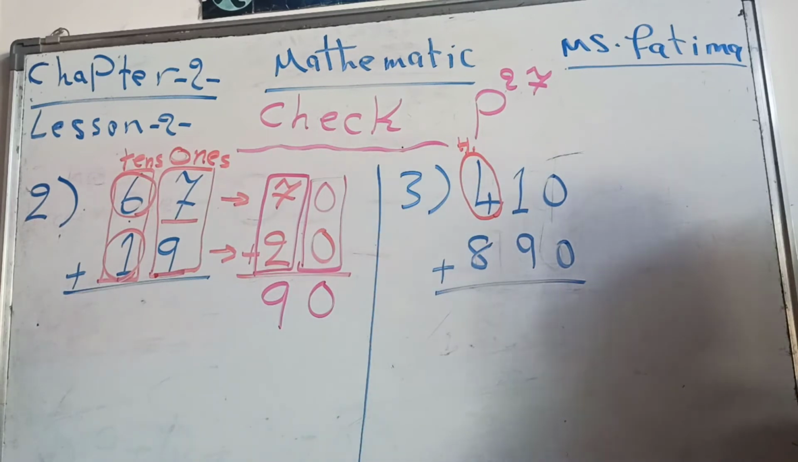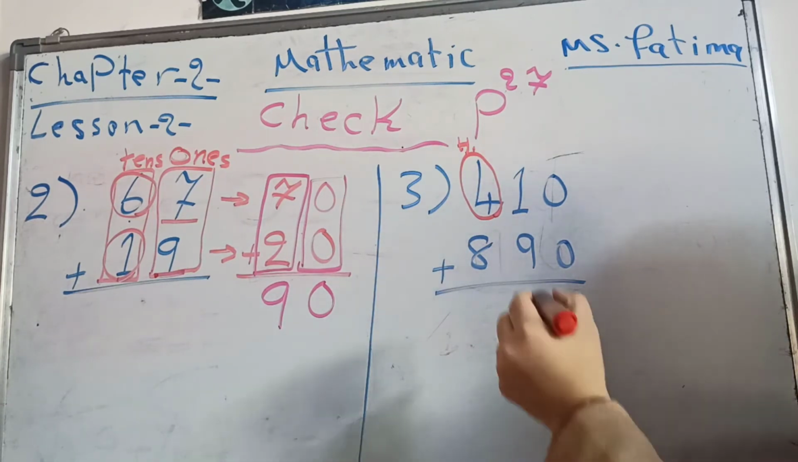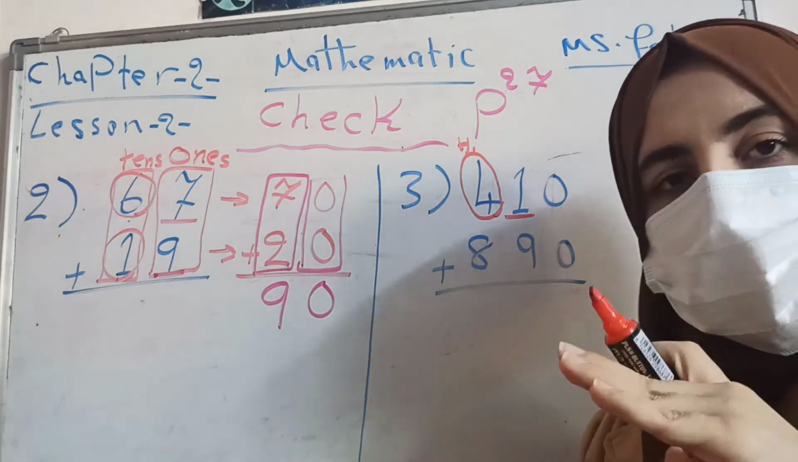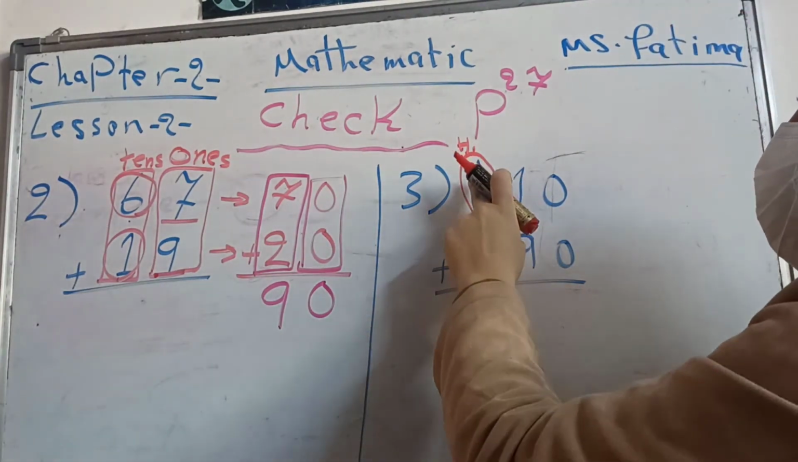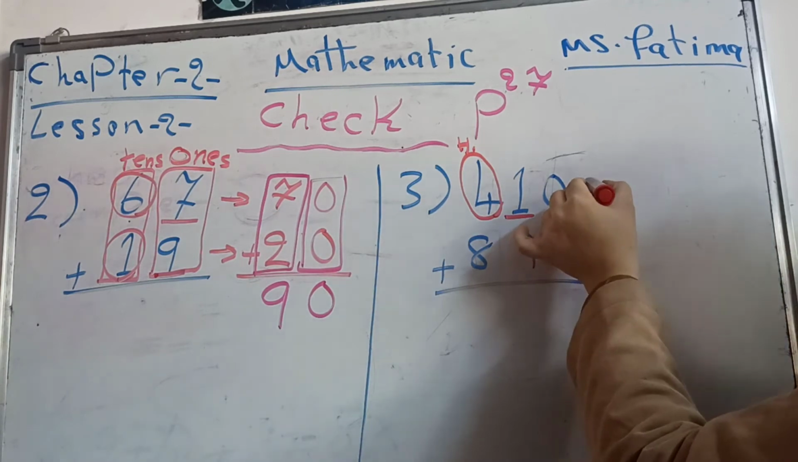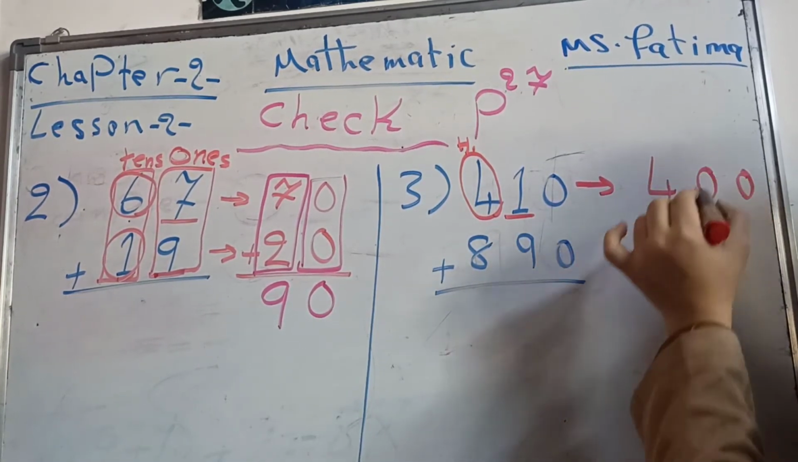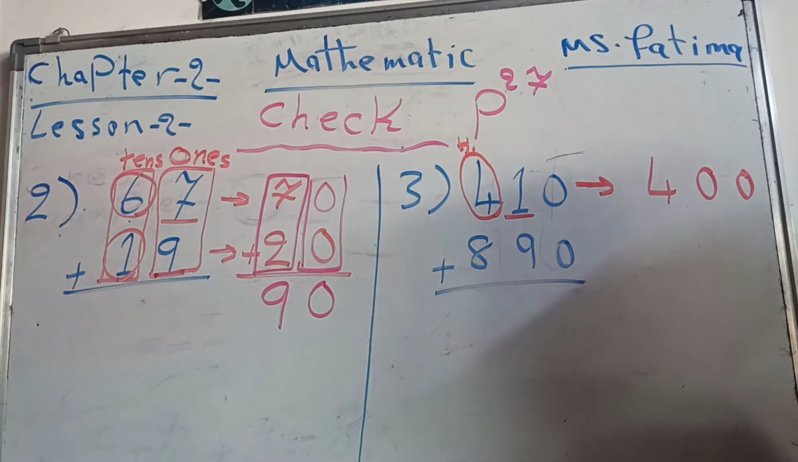When we say round the number to the nearest 100, which digit do we look at? We look at the tens. We have 1 in tens. 1 is less than 5. Then we write this 4 like itself. It rounds to 400. Now we get to round the second number.